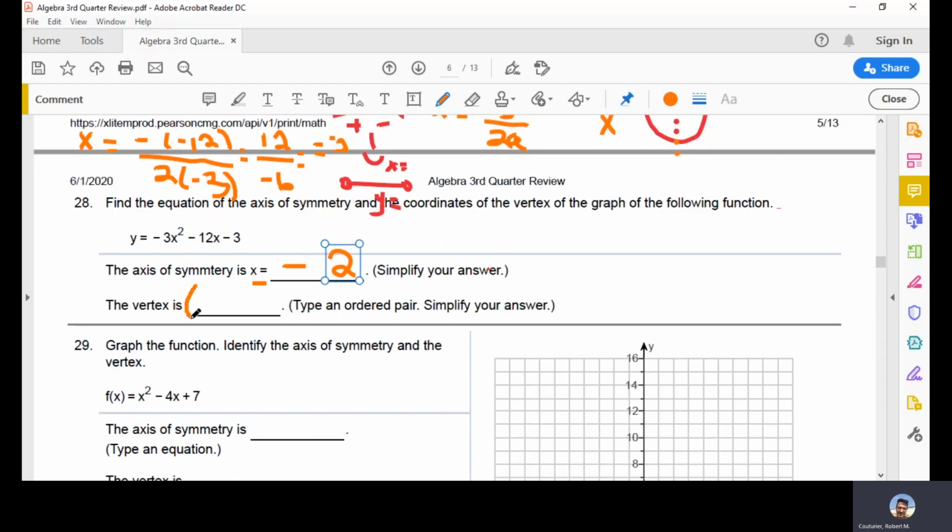Oh, look what they want us to do. They want us to find the vertex. So we have to remember the vertex is an ordered pair. An ordered pair is made up of an x and a y. Well, we already found the x. If we know that x is negative 2 for the vertex, all we have to do to find the y is plug our negative 2 here into the equation.